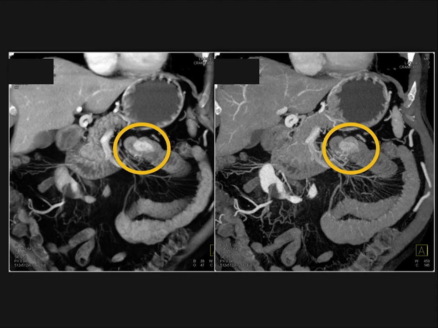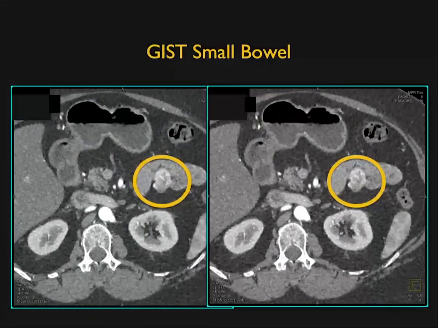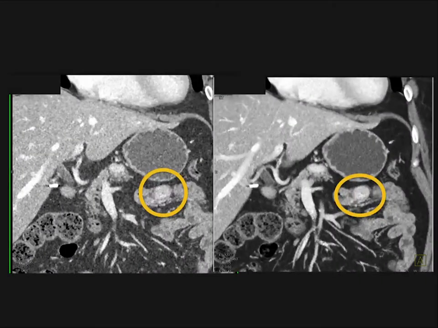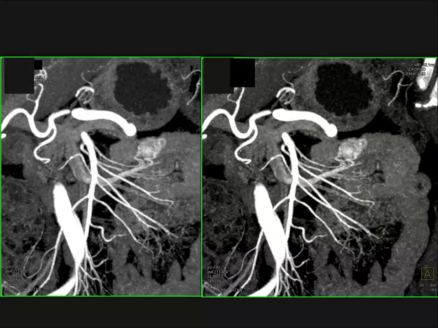Just a very nice example showing you that mass and how it's actively bleeding. And if you look at it in different projections, as in this case, you can see the exophytic nature. Carcinoid tumors are intraluminal. GIST can be intraluminal, but most GIST, that's true of stomach and small bowel, have a large exophytic component, and it's much easier to recognize them in that case. And again, the blush is very classic.